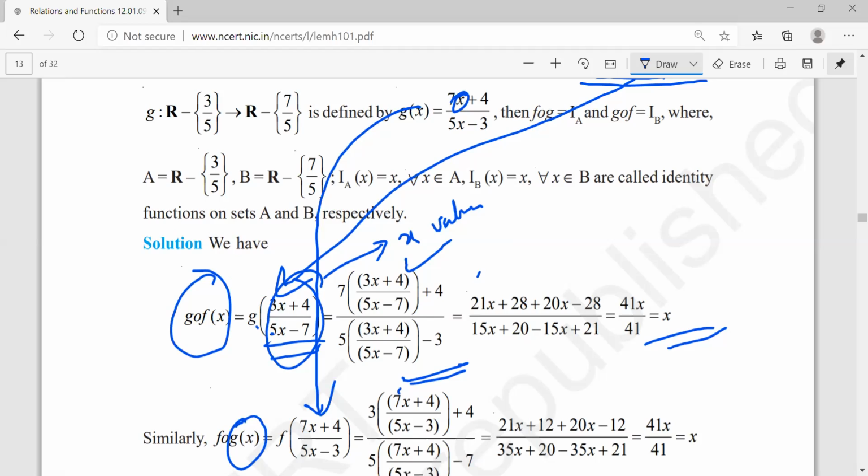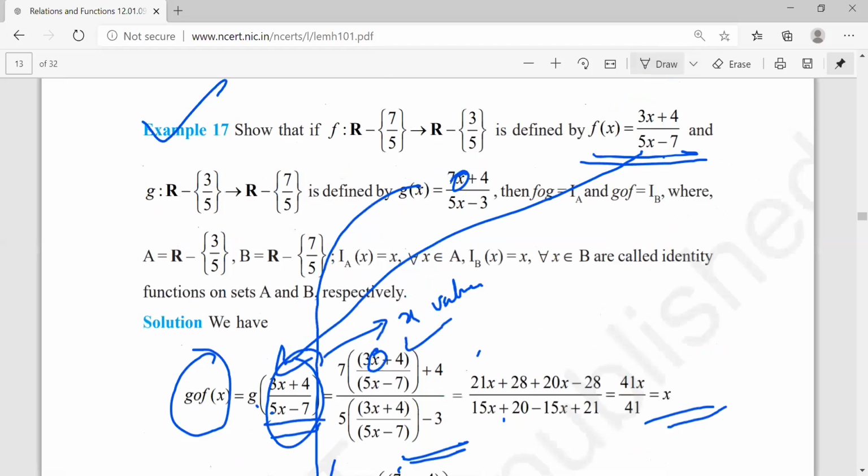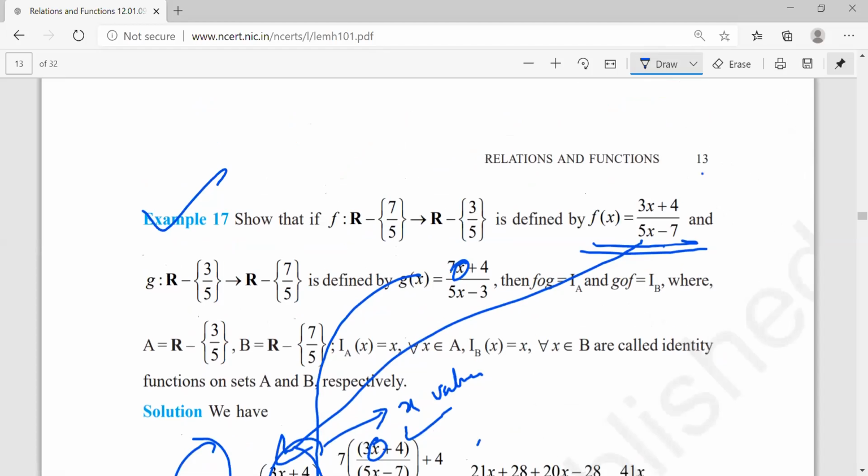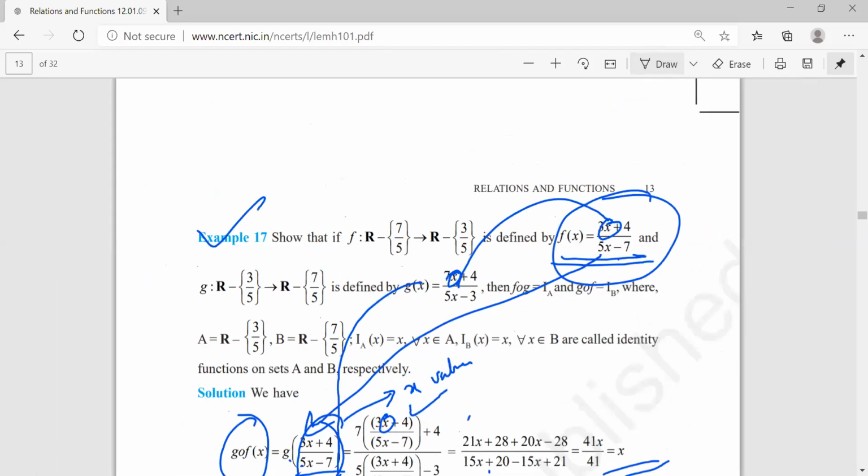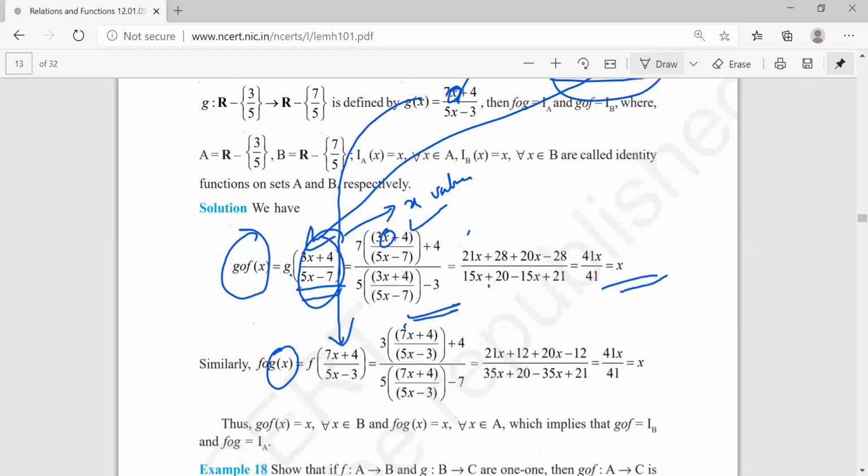This value I will put in place of what? This x. Because f of x value is what? F of x value is given as 3x plus 4 by 5x minus 7. So instead of this x, I will put this 7x plus 4 by 5x minus 3. That's all. Then I'll get the same answer, x.